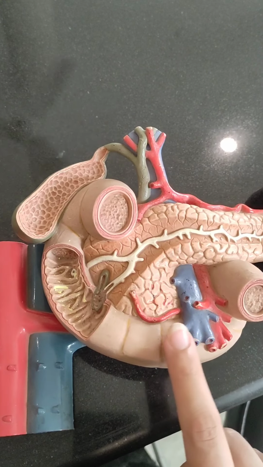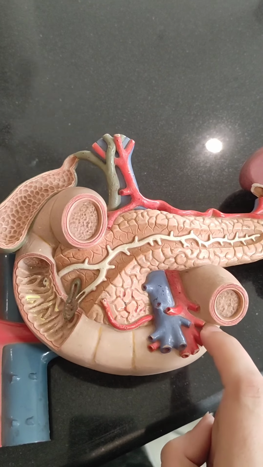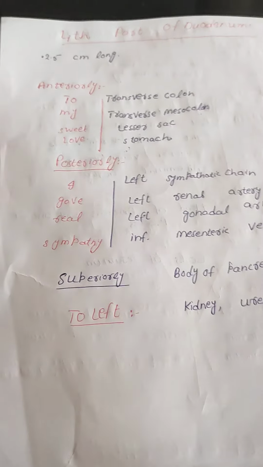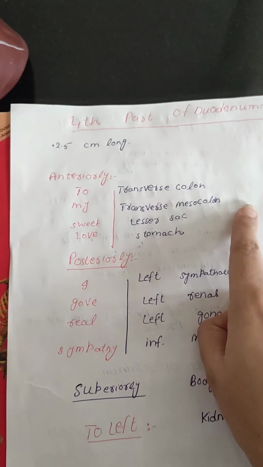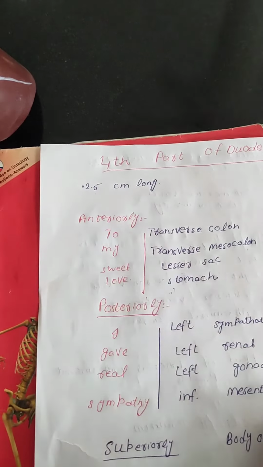This part is 10 cm long and it begins at the inferior duodenal flexure, while it ends by joining the fourth part of the duodenum by going upwards. The fourth part of the duodenum is the smallest part of the duodenum, and it is 2.5 cm long.